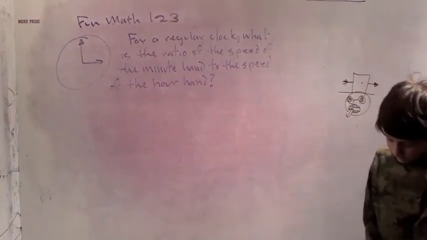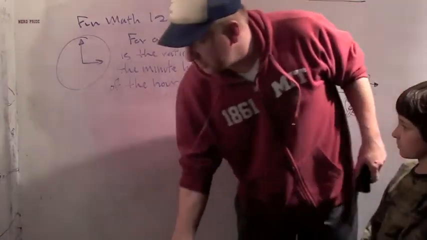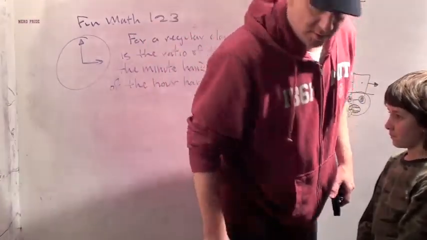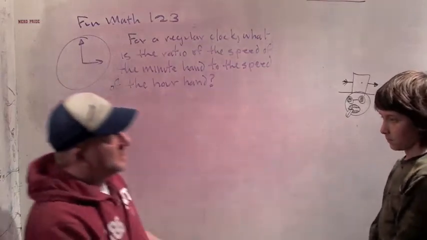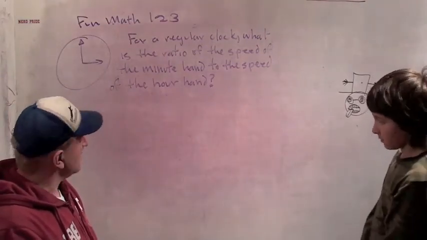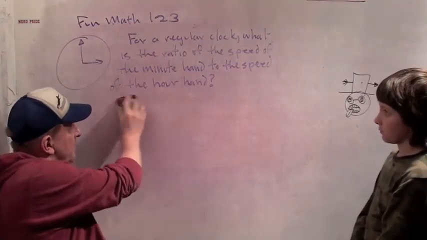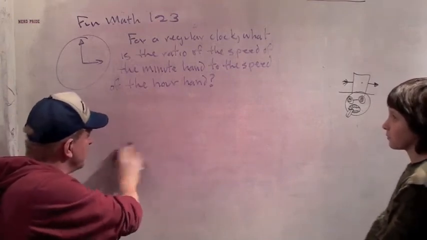FunMath number 123. Today we're still in section 6.1 of Art of Problem Solving's Algebra book. And since we're taking a little field trip tomorrow, we'll be in section 6.1 tomorrow too. So I thought we'd just do a problem that talks about ratios.